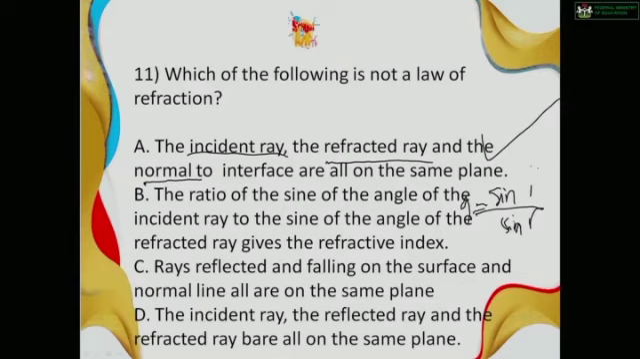That is correct. And for option C, rays reflected and falling on the surface and the normal line are all on the same plane. This is wrong, so this is the correct option. It is not a law of refraction. And option D, the incident ray, the reflected ray, and the refracted ray are all on the same plane. That is correct. It is a law of refraction.